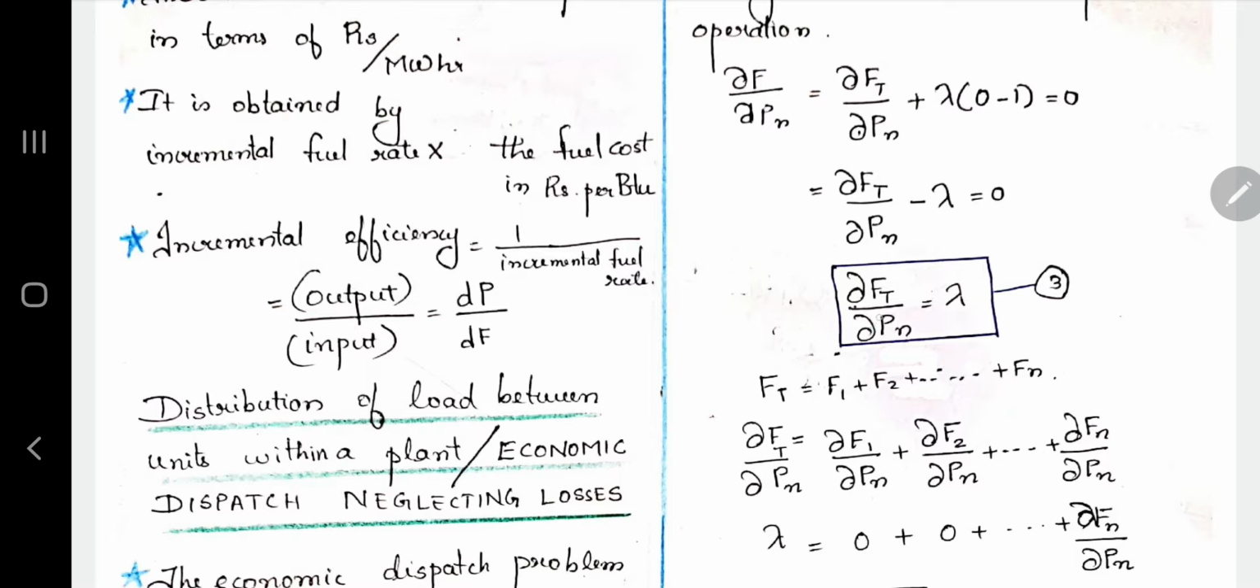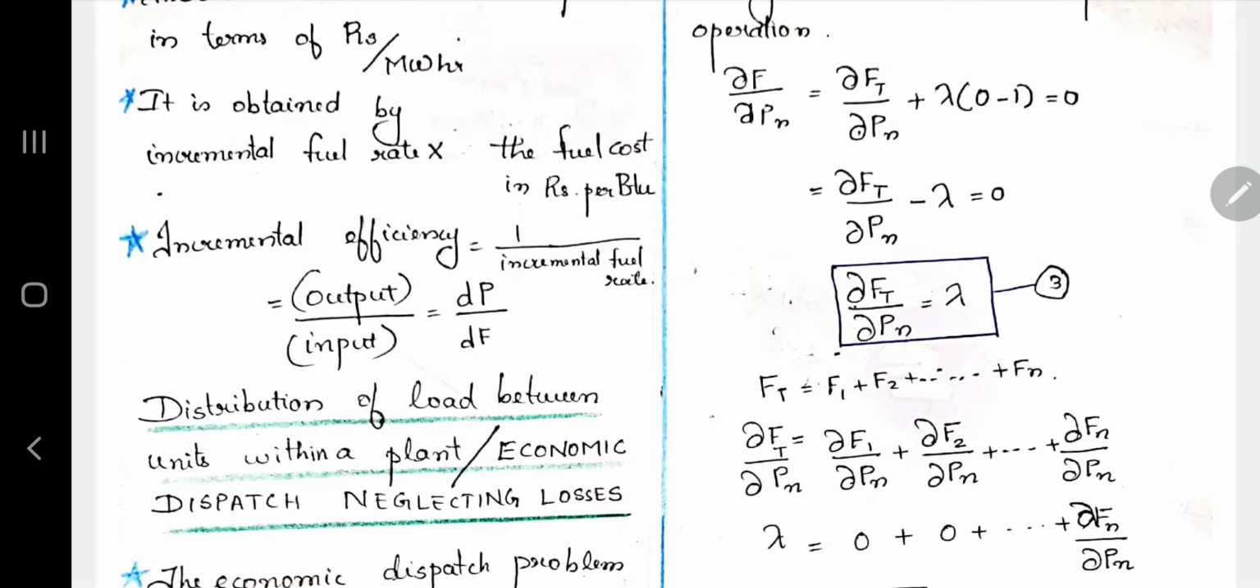Or we can also say ∂Ft/∂Pn is equal to lambda. Now, we know that the total fuel input to the system Ft will be equal to F1 plus F2 plus etc. up to Fn. And we are again taking the partial derivative of each of them with respect to the generation of the nth unit. So, ∂Ft/∂Pn is equal to ∂F1/∂Pn plus ∂F2/∂Pn plus etc. up to ∂Fn/∂Pn.